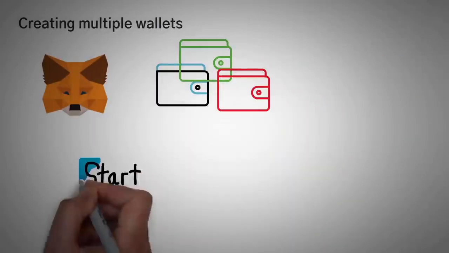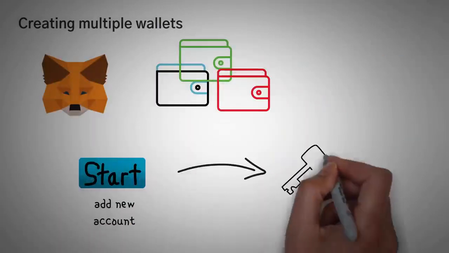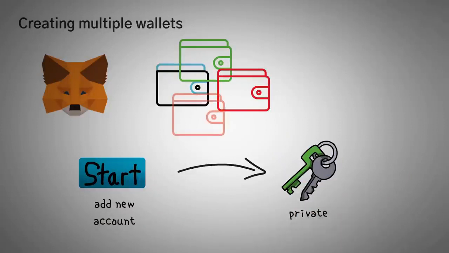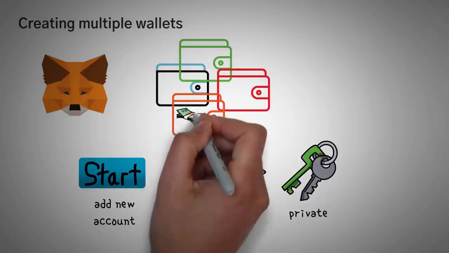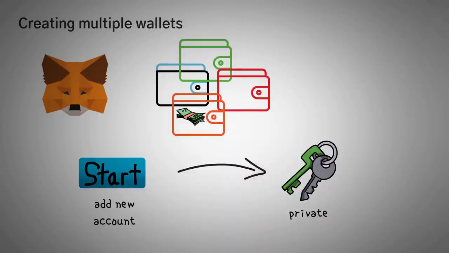For example, you just click add a new account and boom, you've got a brand new private key, which is essentially a new wallet address. You might not think this is important, but it's very useful if you want to keep certain funds in different accounts. They also make it very easy to switch back and forth between different private keys.